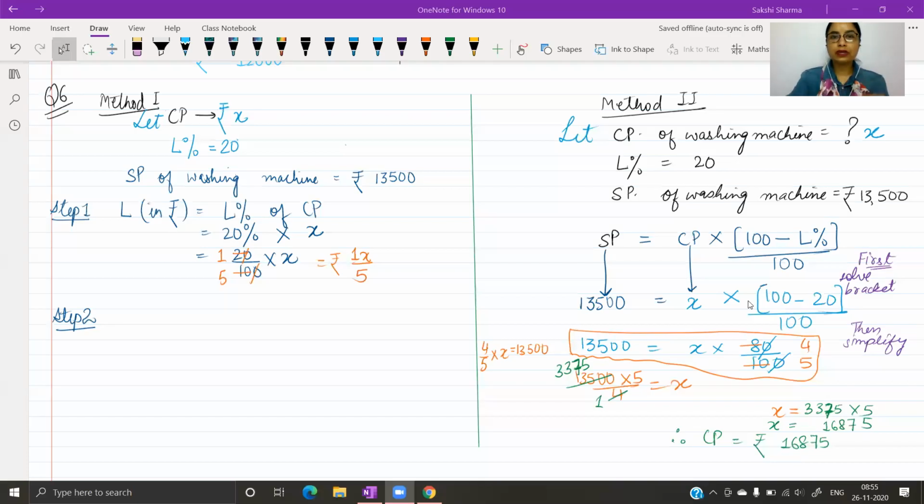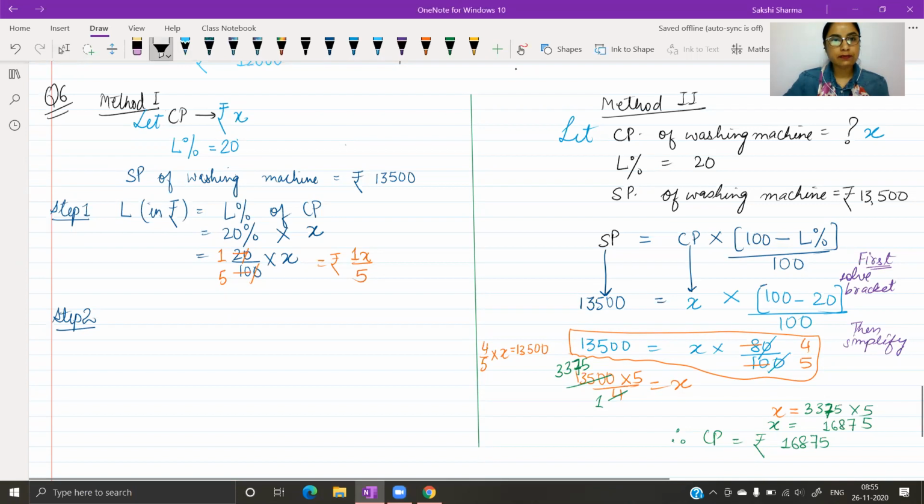So going over the first method again, if you are given profit or loss in percentage, in order to convert that profit or loss from percentage to rupees, we require the cost price. But in this question, the cost price was missing. So we had taken it to be X. And then using X, I have converted that loss percent, which is 20 over here.